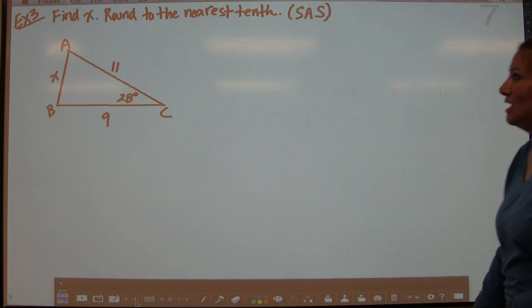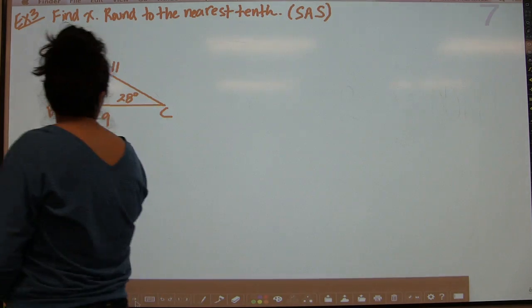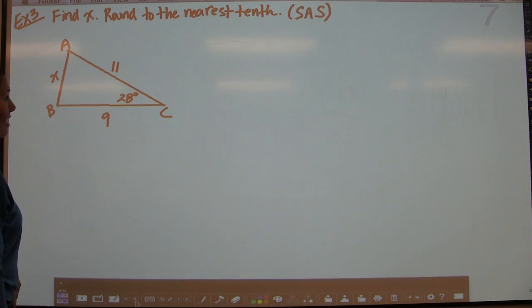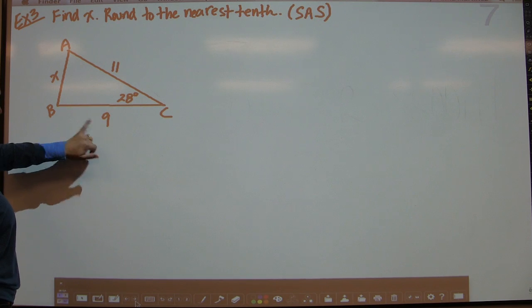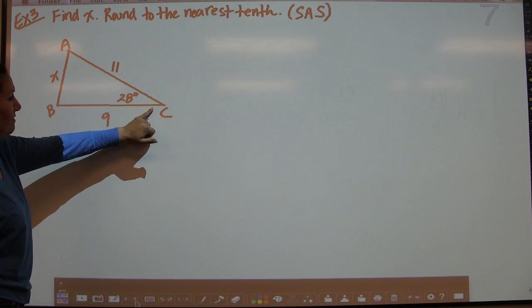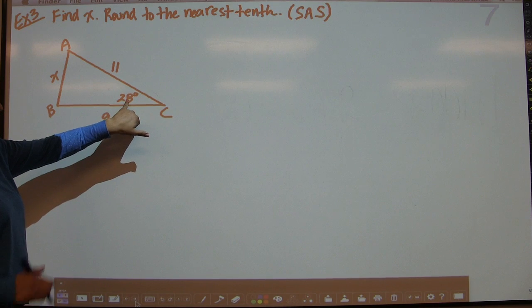And so now we have example 3. It says find x, round to the nearest tenth. And you can see here how we have side angle side. This time, the side lengths are given. BC is 9, AC is 11, and the angle between them, 28 degrees, is given.